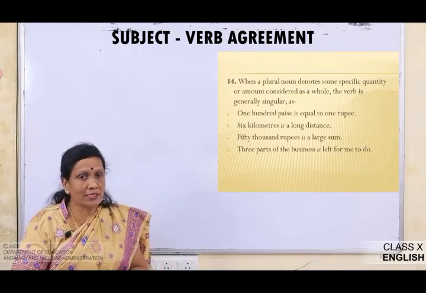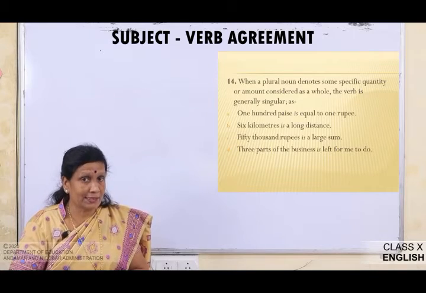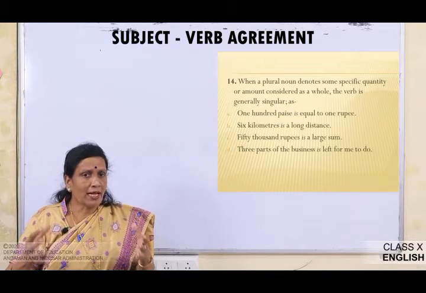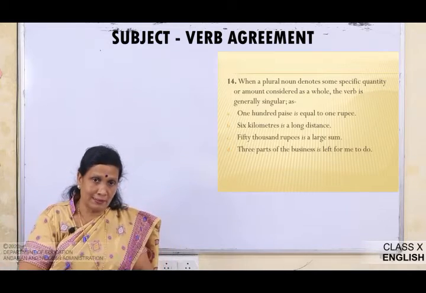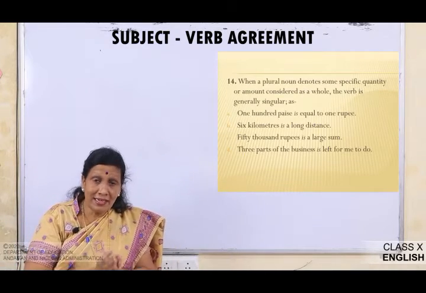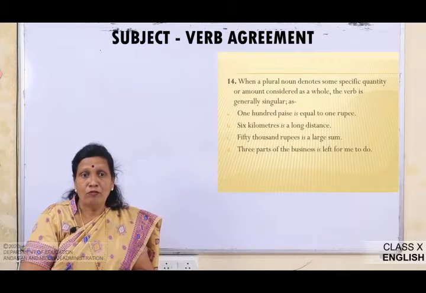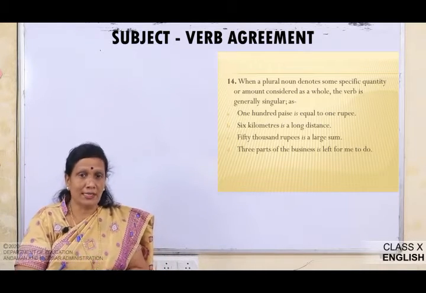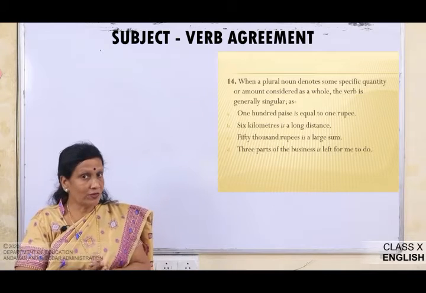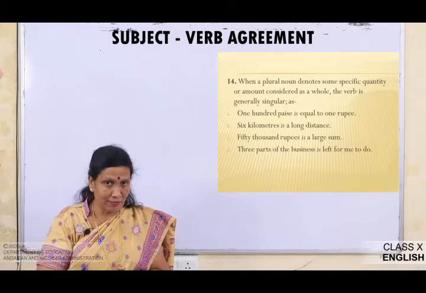Now, 6 kilometers is a long distance. So, we are talking about the distance as a whole, 6 kilometers. So, we say is a long distance. 50,000 rupees is a large sum. We do not say 50,000 rupees are a large sum.